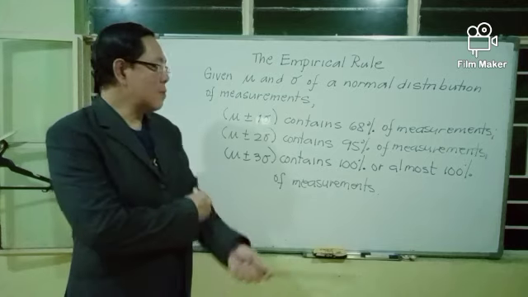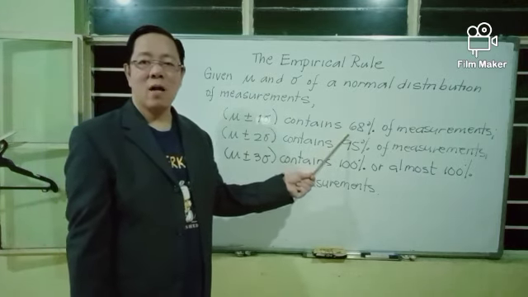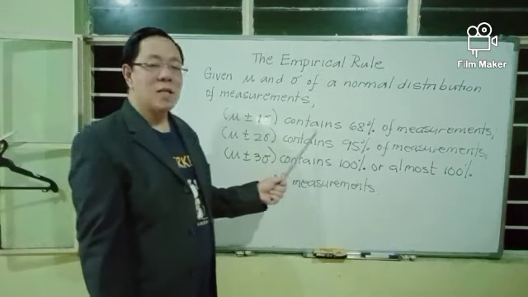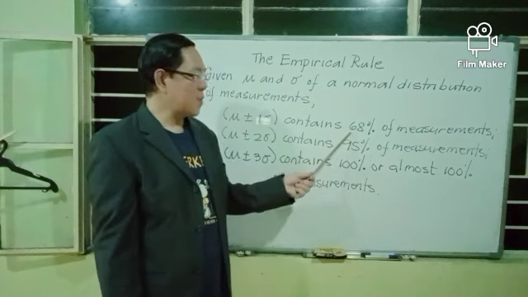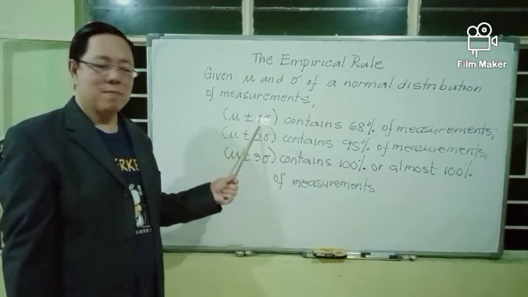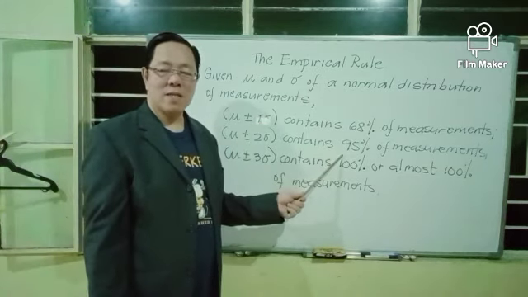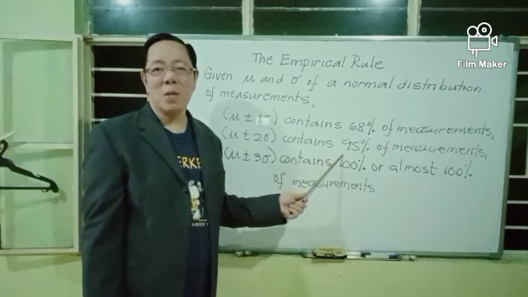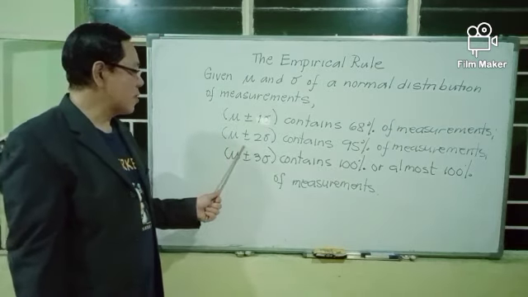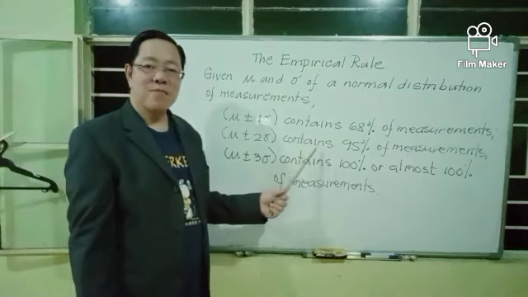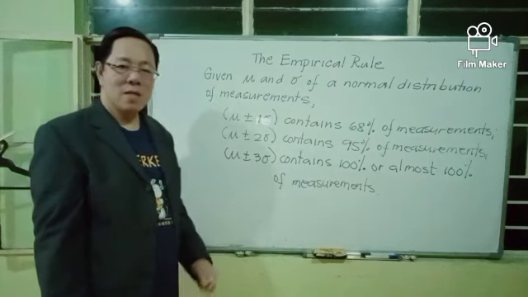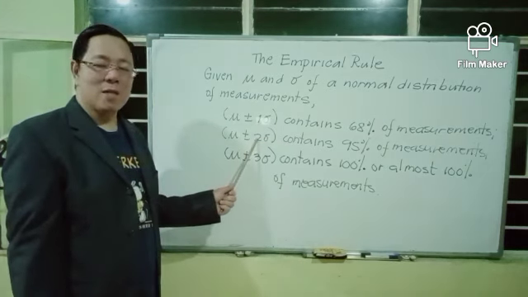According to the empirical rule, 68% of the measurements are contained in the interval mu plus or minus 1 sigma. That is, in a normal distribution of measurements, 68% of the measurements lie within 1 standard deviation from the mean. The empirical rule also says that 95% of the measurements in a normal distribution are contained in the interval mu plus or minus 2 sigma. That is, 95% of the measurements lie within 2 standard deviations from the mean.